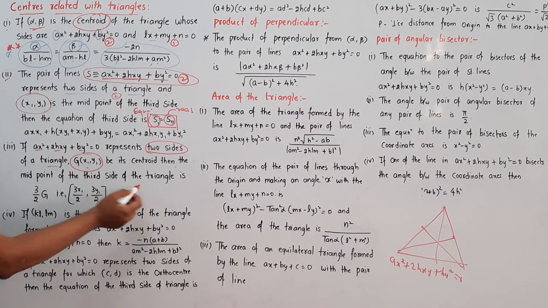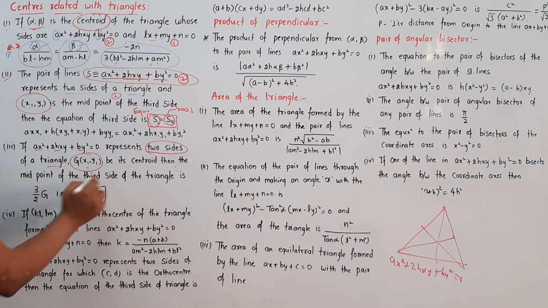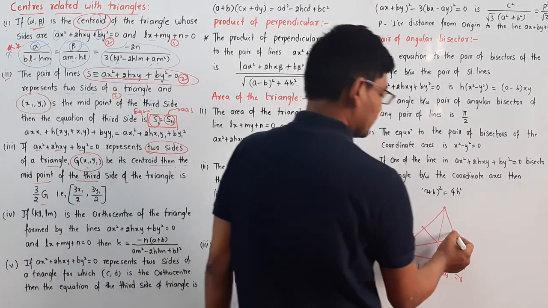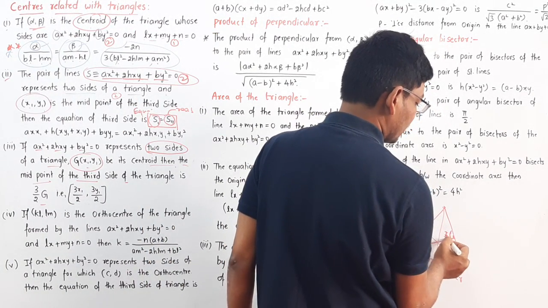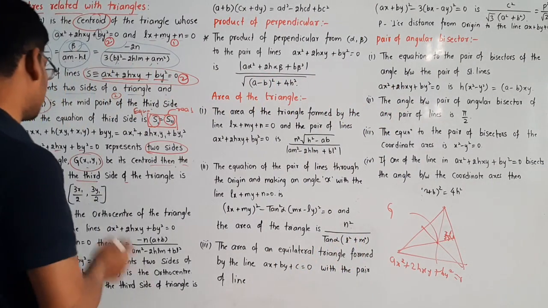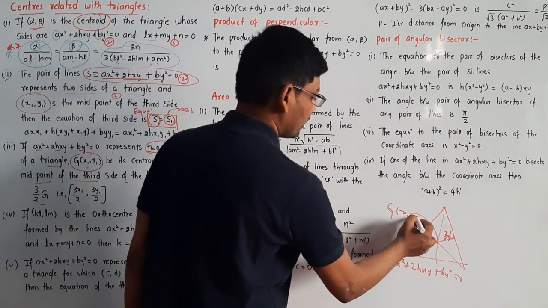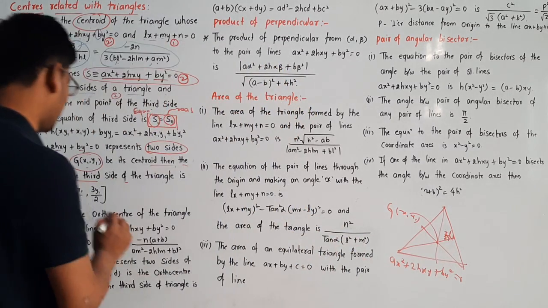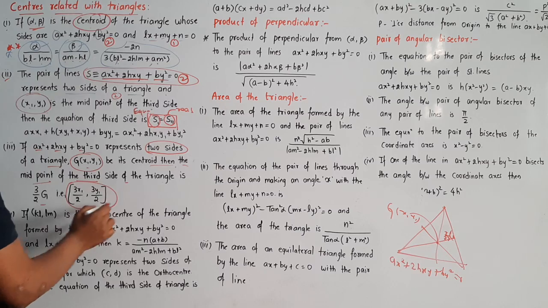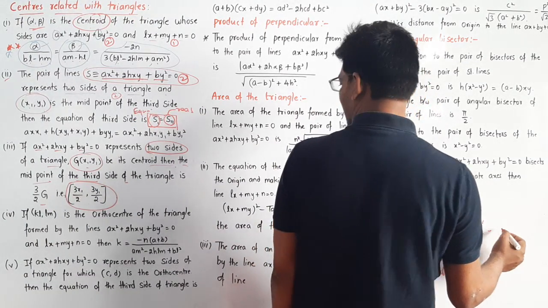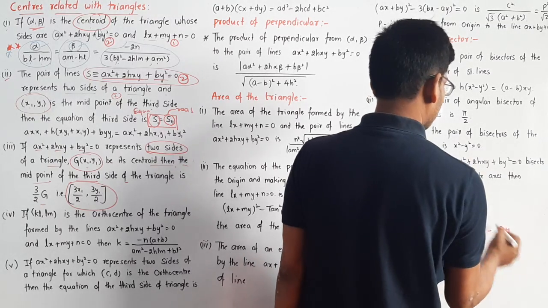The midpoint of the third side of the triangle is at 3/2 G, where this is the centroid G, given as G(x1, y1). So the point is the midpoint (3x1/2, 3y1/2). This is the midpoint here.